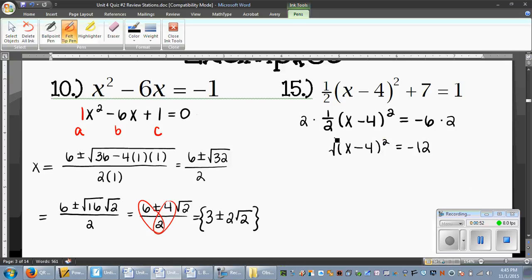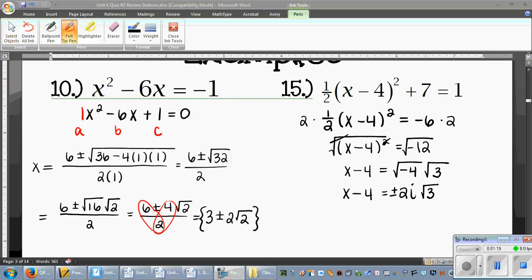I'm going to take the square root to get rid of the square. And 12 is not a perfect square, but it does have a perfect square factor. I'm going to divide negative 12 into -4 and 3. The square root of -4 is 2i, and we need to remember to put the plus or minus in front. 3 stays underneath the square root.